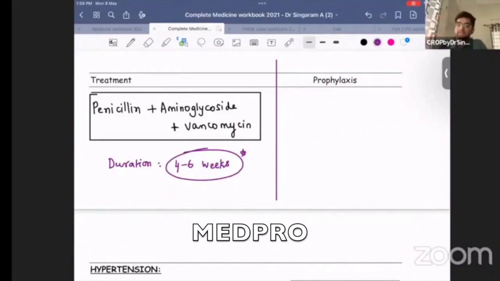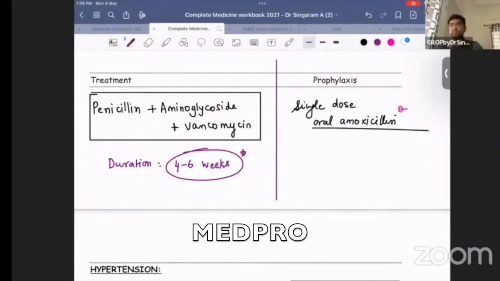Any of you know what is the antibiotic we use? We use a single dose oral. Which antibiotic? Any comments? Amoxicillin. We use a single dose of oral amoxicillin for prophylaxis purpose. This is one of your previous year questions also. Okay, so that is what it is. Single dose oral amoxicillin as a prophylaxis before procedures you can advise. I hope you are able to follow this.